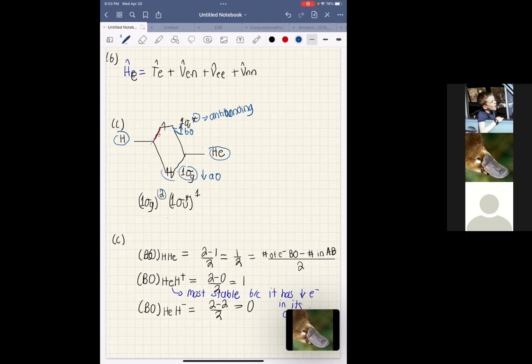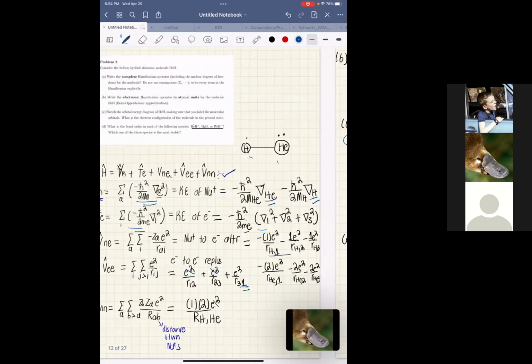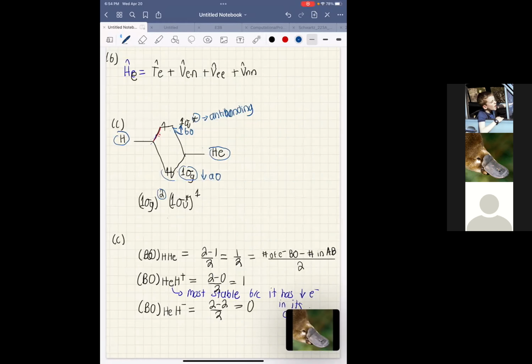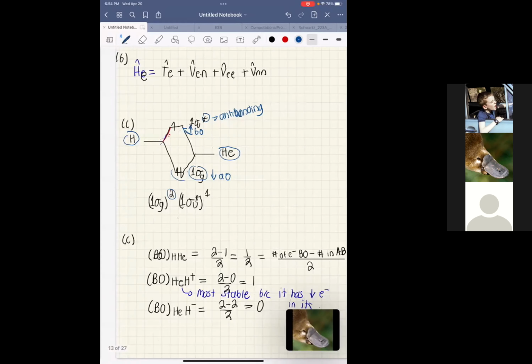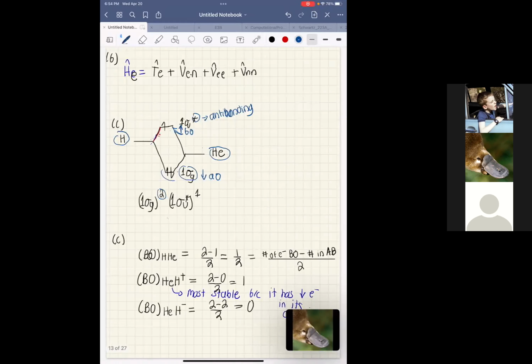Yeah, okay. So I guess 1 sigma G would be lower than the 1s orbitals on H and He. Then 1 sigma U star will be higher in energy than the 1s orbitals. Okay, I see. Yeah. Okay, thank you. And that's it. That's all you got. Yeah. All right. Awesome, thank you. No problem.